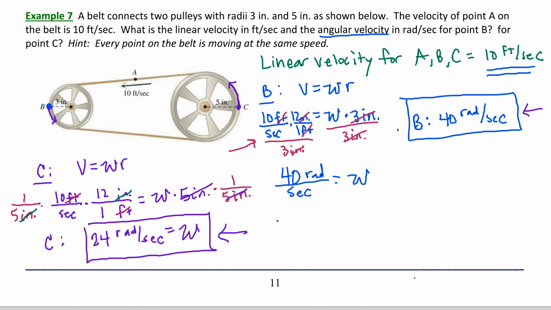So in this section, you learned how to set up conversion factors. You learned the difference between linear and angular velocity. And in this video, you learned the relationship between linear and angular velocity.